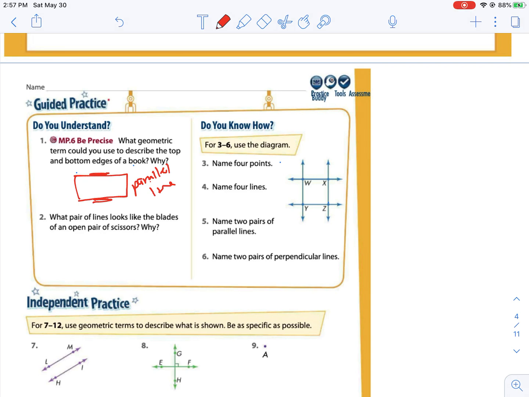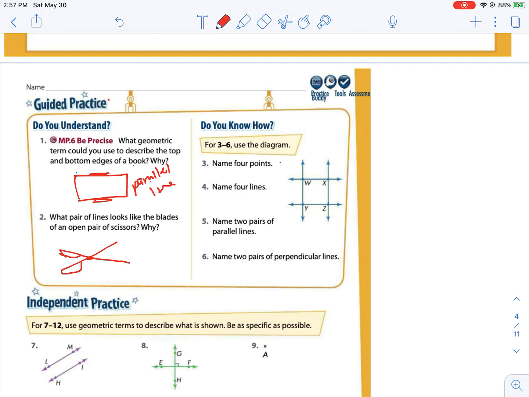So the top of a TV, the top of your book, anything that is not going to meet is parallel lines. Okay, and it says here, what pair of lines look like the blades open in a pair of scissors? Well, we know that scissors go like this, and they have a handle here, and then they go like this, and they have another handle here. Well, we see an angle right there, and they intersect, so that would be intersecting lines like we talked about on the previous page.